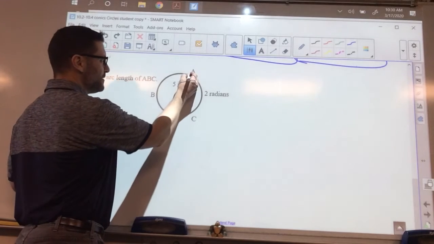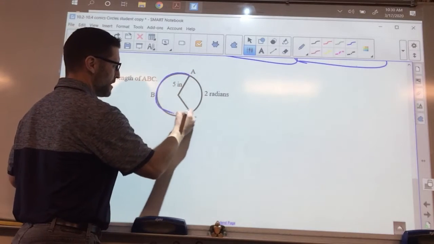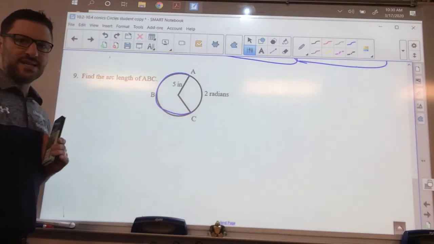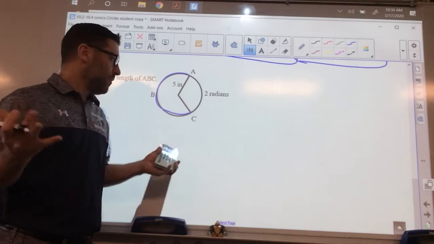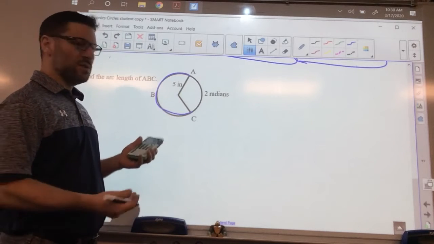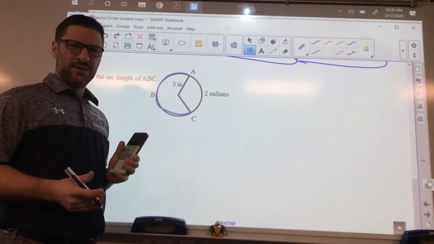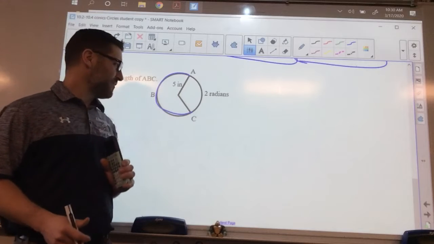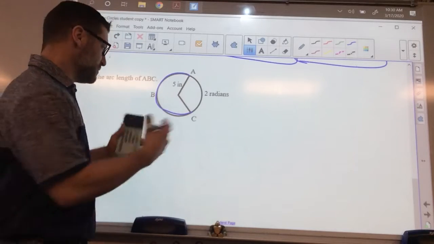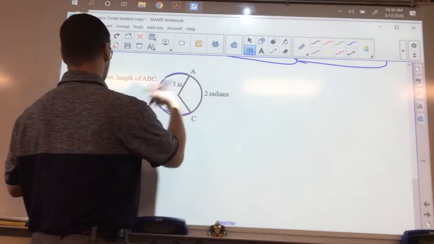ABC. Now, ABC with 3 letters tells you to go the long way. And I gave you 2 radians there. I didn't give you the whole thing. So I'm going to do this kind of from the chapter 4, the sine is y, cosine is x, tangent is y over x chapter. We're going to use some of that information, and we're going to find the length of the big one.